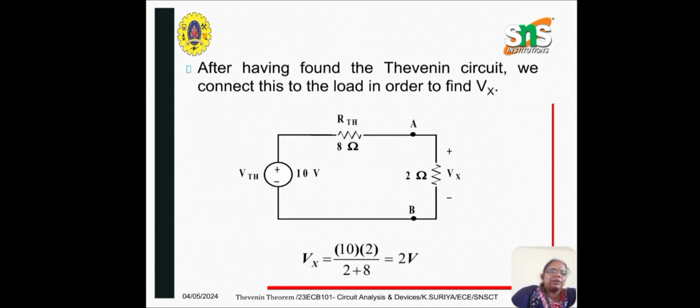So this is your Thevenin's equivalent circuit. Vth is 10 volts, which is drawn in series with the Rth of 8 ohms, and then you connect the load resistor of 2 ohms here. In order to find the voltage across the load resistor, we can use V is equal to 10 into 2 divided by 2 plus 8. So you will be getting it as 2 volts.